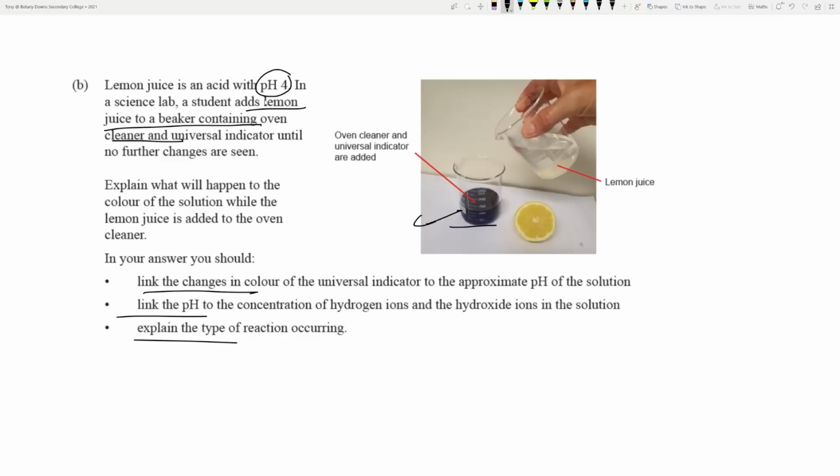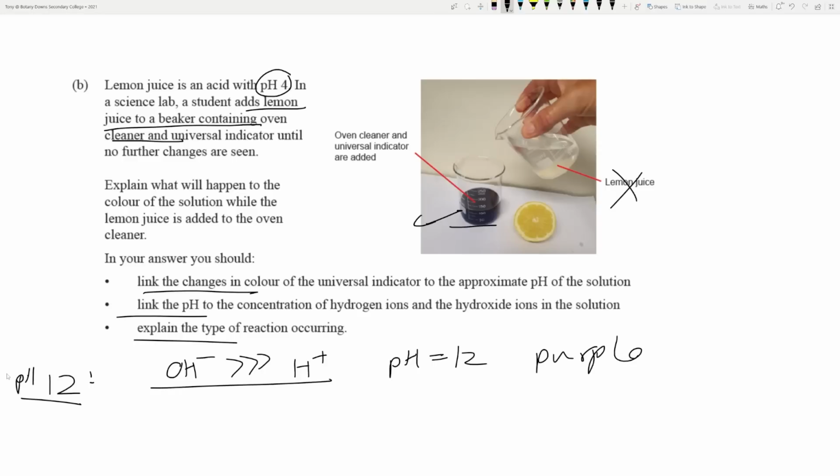Okay, same typical question. All right, so initially we're starting with pH 12. Okay, so this is before any of the lemon juice has been added. You started with pH 12. That means this is a strong base. So your OH minus ions are a lot greater than your H plus ions. Your pH is 12, and then your color is a purplish color. Okay, so you have a strong base.